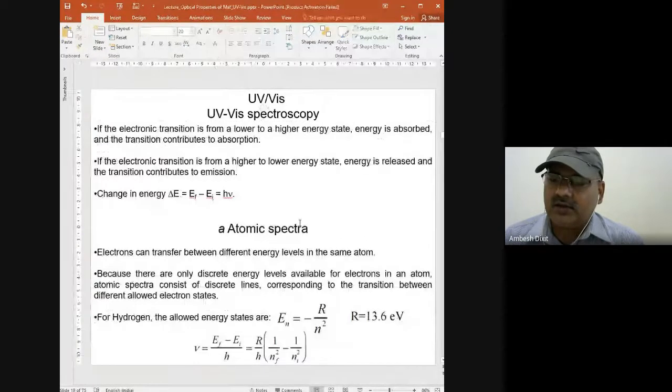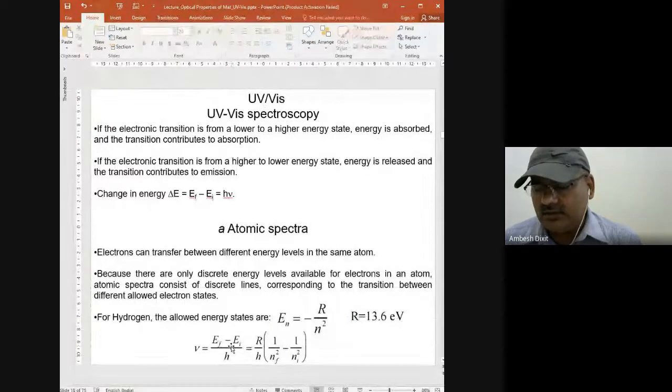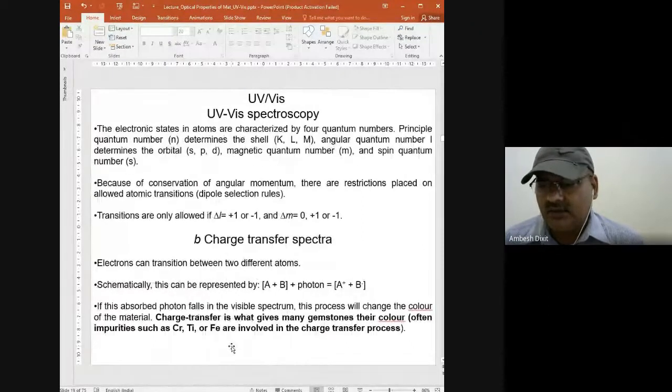So atomic transitions are easier to visualize, and atomic spectra, all of you have seen for the hydrogen atom. Those are atomic transitions, differentiated by their energy difference.